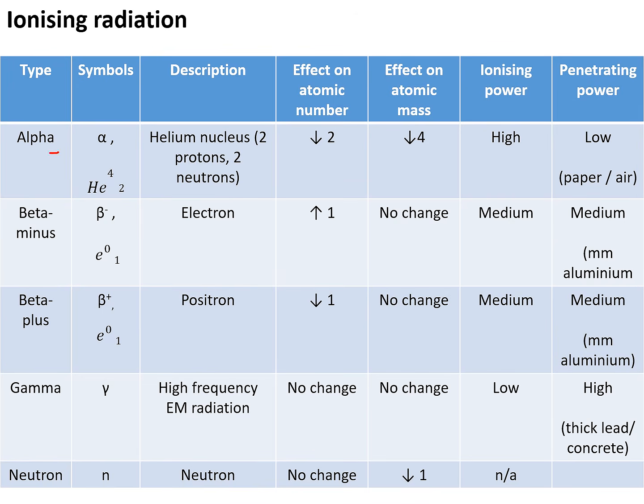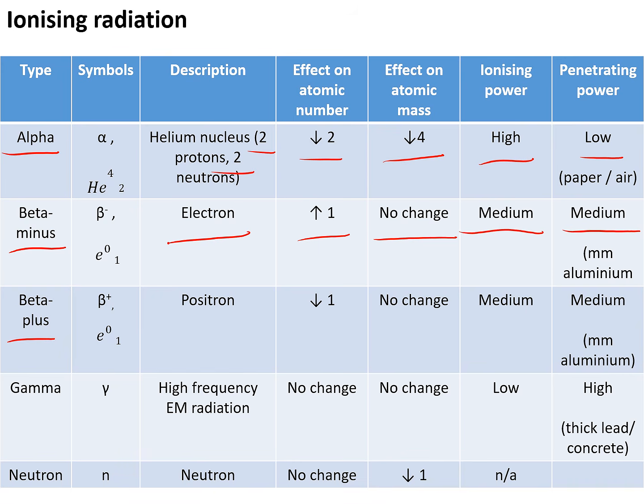So alpha radiation is made of alpha particles, which are 2 protons and 2 neutrons. It reduces the atomic number by 2 and the atomic mass by 4. It has high ionizing power and low penetrating power. Beta minus radiation is made of fast moving electrons. It increases the atomic number by 1, does not affect the atomic mass. It has medium ionizing power and medium penetrating power.